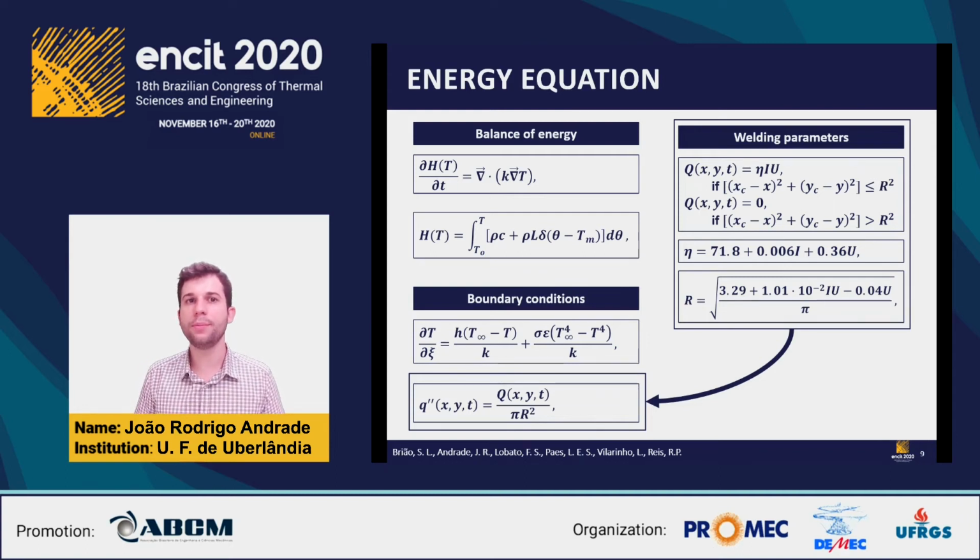Concerning the welding boundary condition, the heat flux is given by a homogeneous heat surface distribution limited by a circular area on the top surface of the geometry of the workpiece. The considered thermal efficiency eta was based on the following equation right here, and the welding heat source radius R was established by this equality right here.